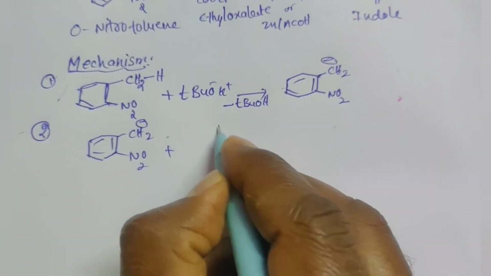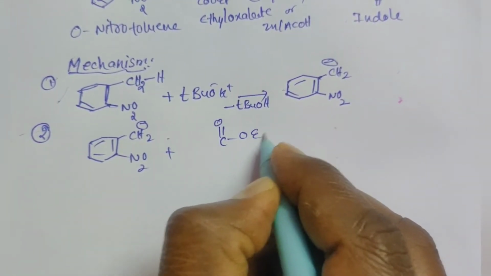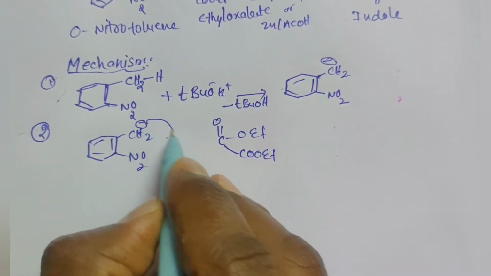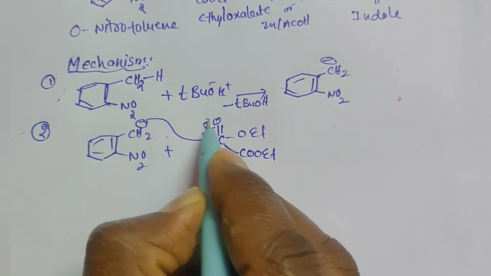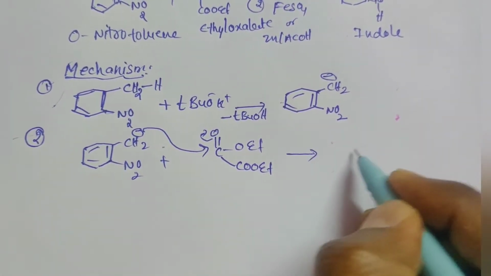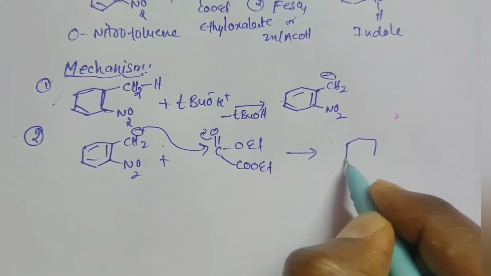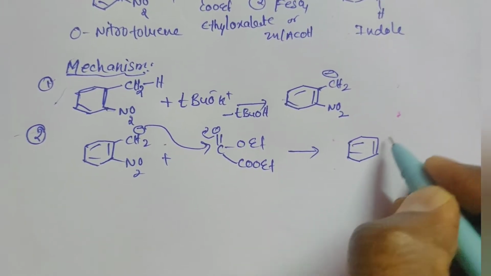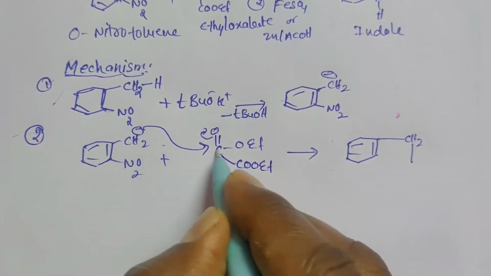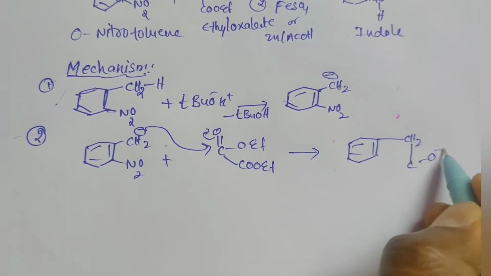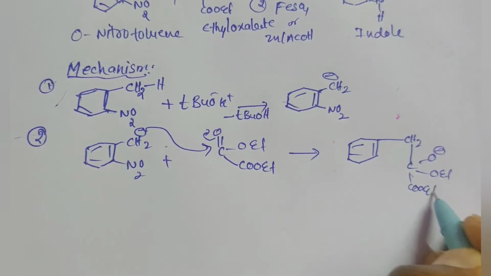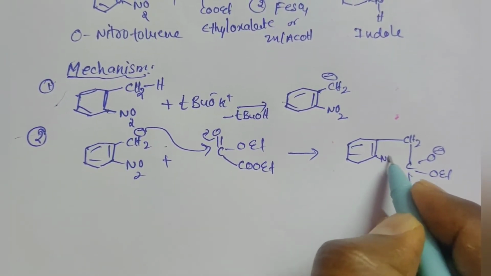For convenience, I write the ethyl oxalate like this. Okay, the carbanion attacks here, and the double bond shifts onto this one. As a result, we get the oxide anion. CH2, and I write this C here, so O minus, OEt and COOEt, and I write the NO2 group here.